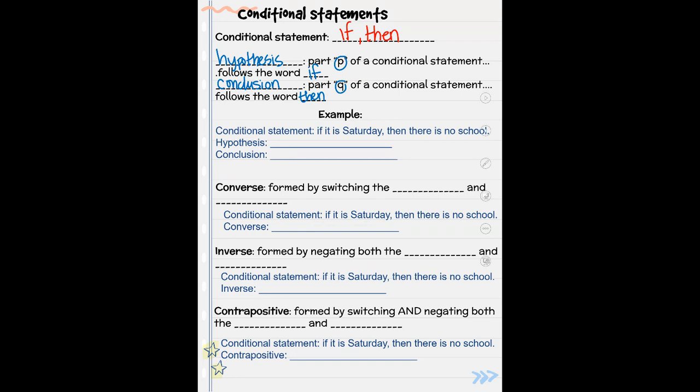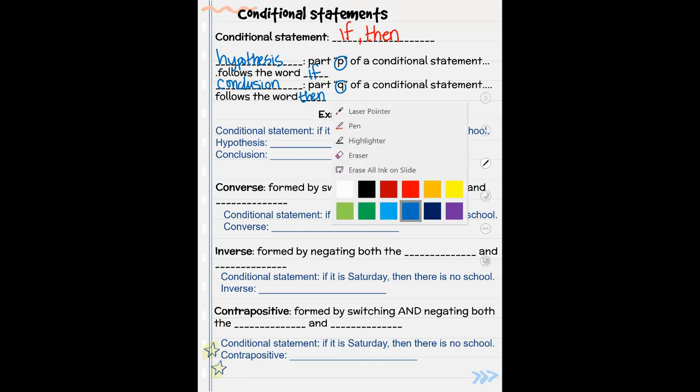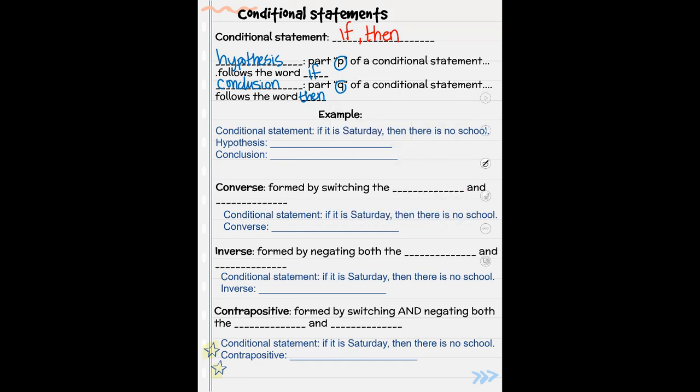So let's look at that. I should change colors, huh? Let's find the hypothesis and our conclusion out of this statement. Our hypothesis follows the if, so everything after the if. That is our P. That is our hypothesis. So it is Saturday. It's just whatever follows the if until you get to the then.